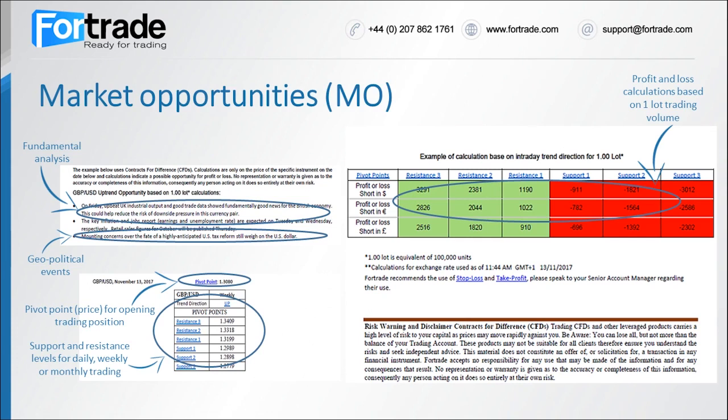Here is an example of a market opportunity. Here you can see fundamental analysis on what's going on with the pound-dollar currency pair. Below you can see some geopolitical events that can influence the currency pair. It's important to look at the pivot point on which the calculations are based. If the price reaches this level that you can see on the screen, that's 1.3080, this shows the right moment in our estimation to come in and open a trading position if you decide to trade on this market opportunity.